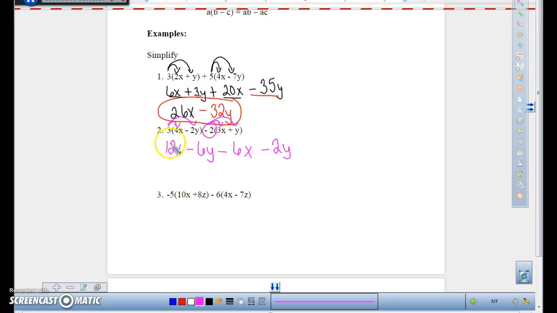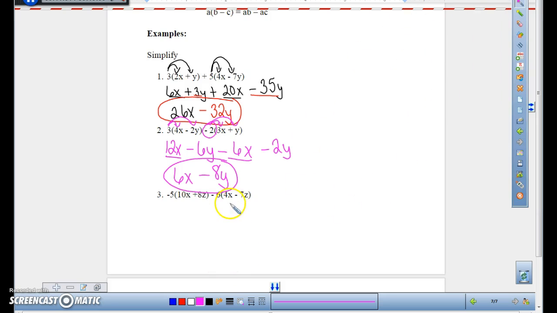Go ahead and combine your like terms. So you have 12x minus 6x, so you have 6x. You have negative 6y minus 2y, you have negative 8y. And there's your answer.